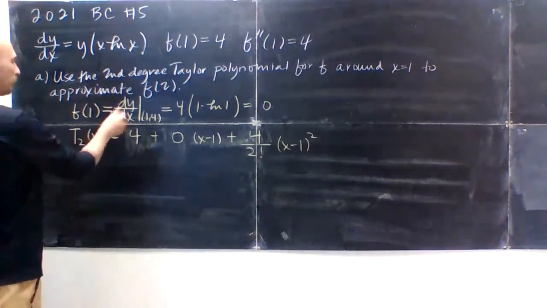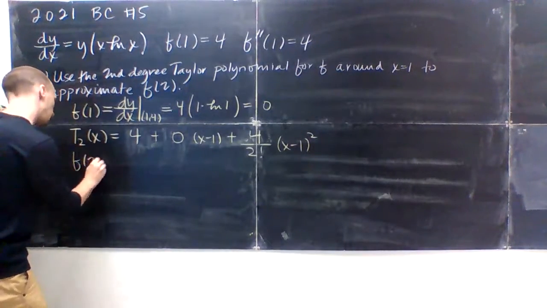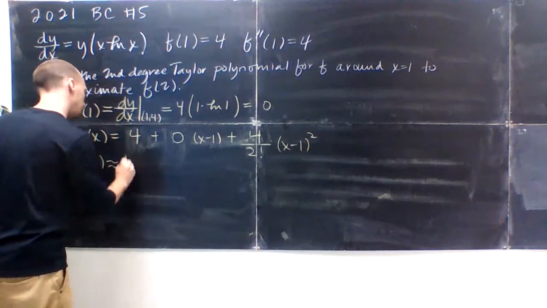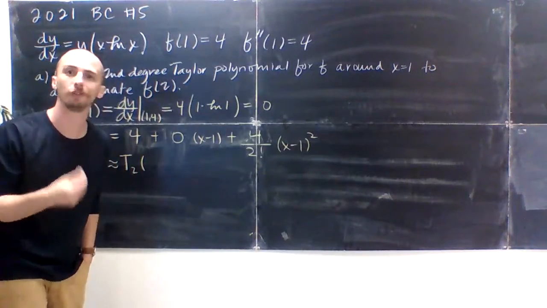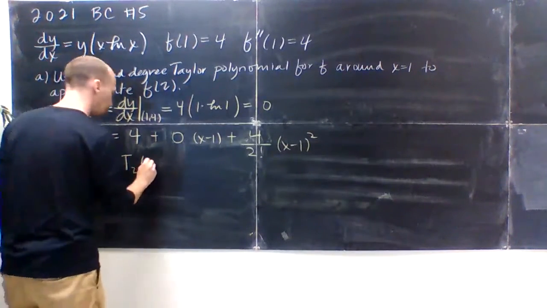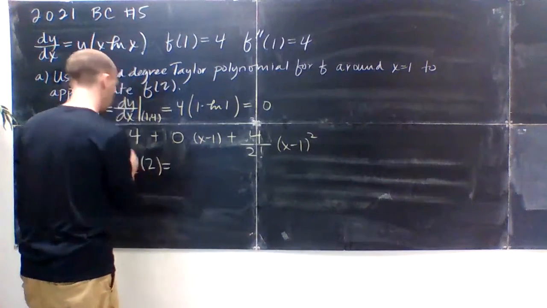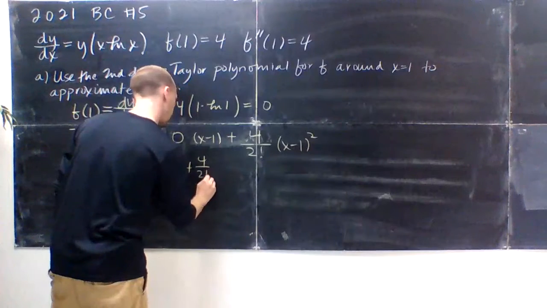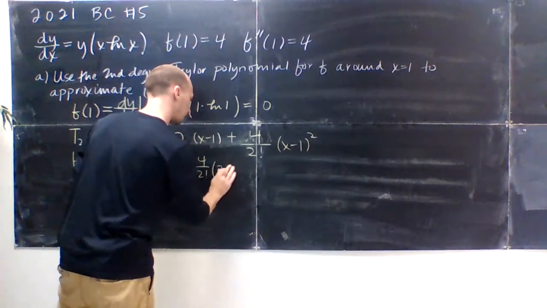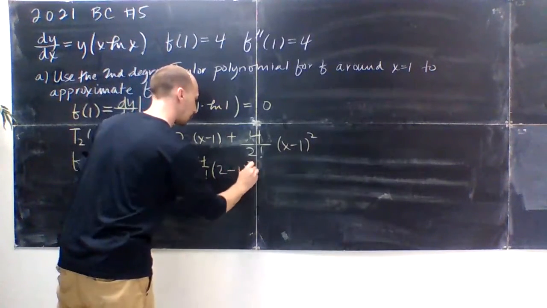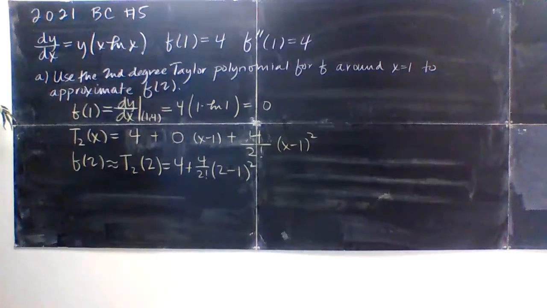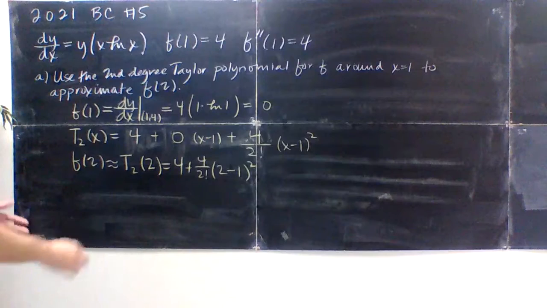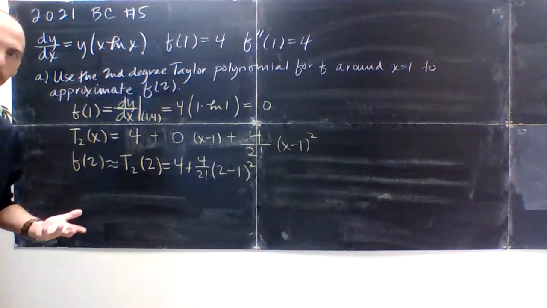If I want to approximate f of 2, it's going to be approximately equal to whatever I get when I plug 2 into the second degree Taylor polynomial that I just wrote. And so it's going to be 4 plus 4 over 2 factorial times (2 minus 1) to the second power, and I'm just going to leave it there. Yes, that's 6, but any amount of time you'd spend looking at that is time you could spend doing a different part of the problem.